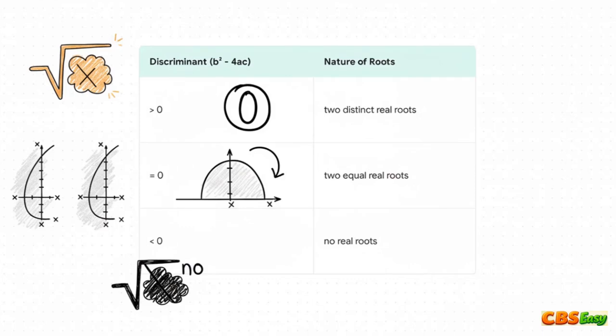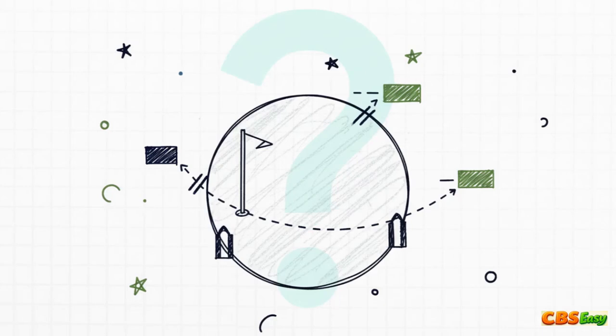This table makes it super clear. There are only 3 things that can happen. If the discriminant is a positive number, you're going to get 2 different real solutions. If it comes out to be exactly 0, you'll get 2 real solutions that are actually the same. And if it's negative, well, you can't take the square root of a negative number, so that tells you there are no real solutions at all. Simple.